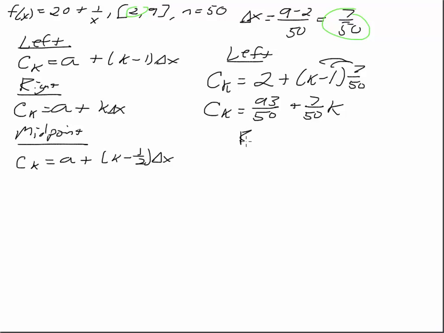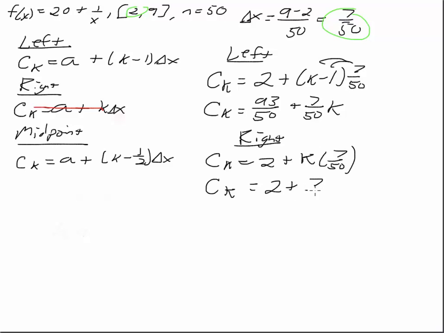Okay. For the right, CK is equal to 2 plus K times 7/50ths. That is A plus K times delta X. So when you simplify this, it's basically what this is. This is just CK equals 2 plus 7/50ths K.